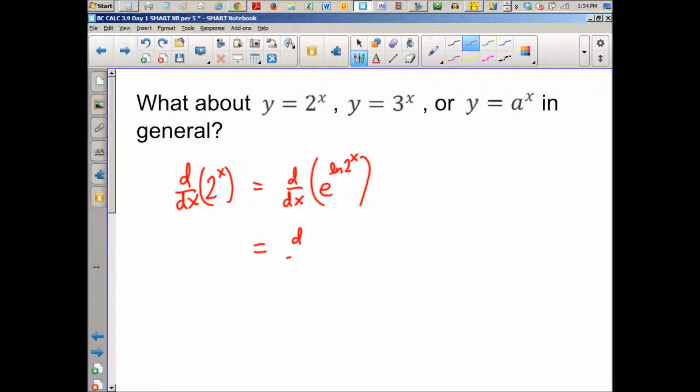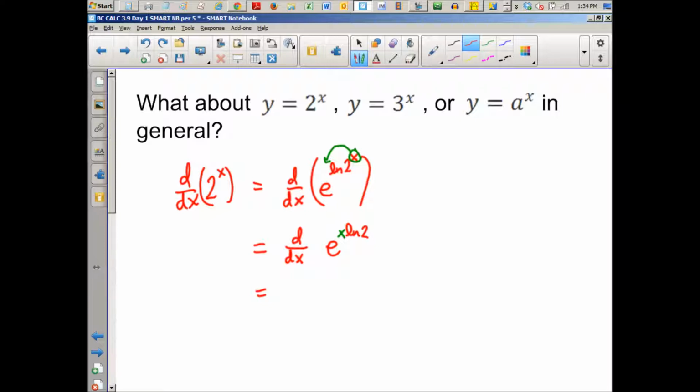Okay, so that was a little cheat to get it to look kind of like e to the something. By the way, we can just move this x right here to there. That's just one of the rules of logarithms. Okay, so now let's go ahead and take the derivative because we know how. We did it just a few examples just like this.